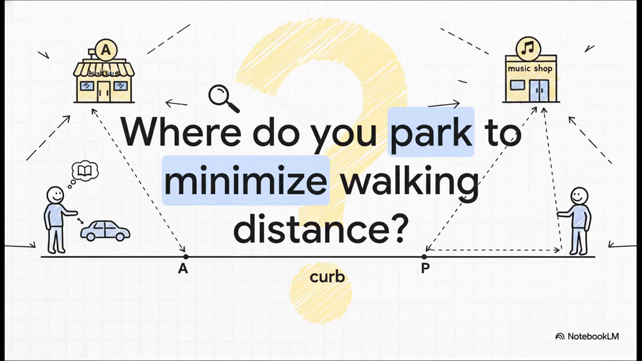Okay, let's just jump right in with a classic puzzle. Picture this. You need to get to the bookstore. Your friend needs to get to the music shop right next door. You can park anywhere you want along that straight curb. So where do you park the car so that the total walking distance, your walk to the store plus your friend's walk, is the absolute shortest it can possibly be? Go on, think about it for a second. It's definitely not as obvious as it first looks.